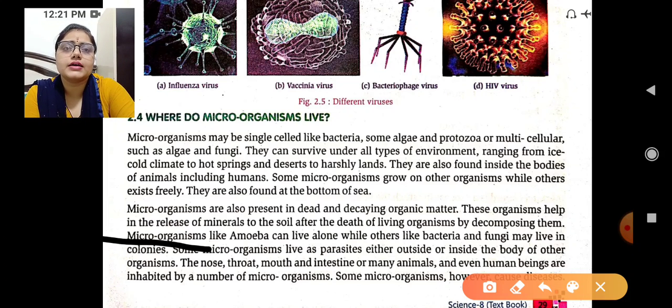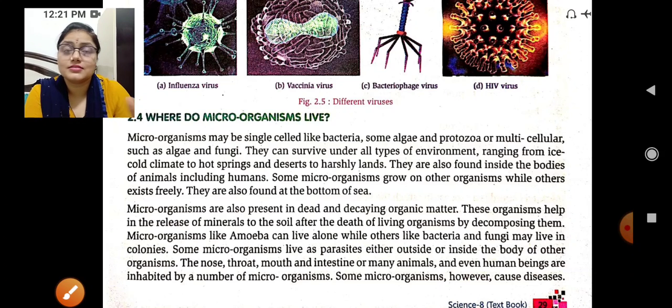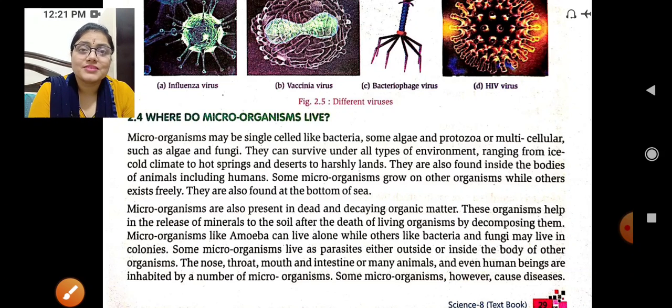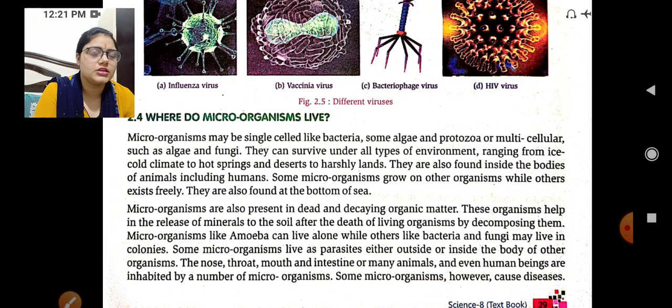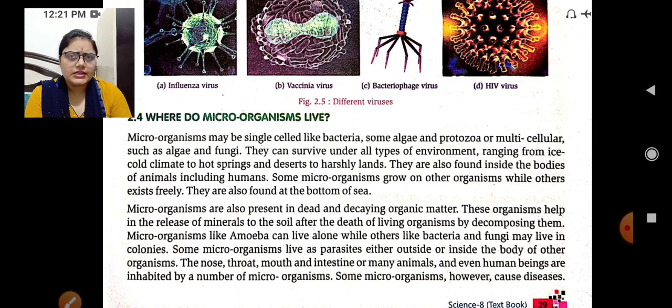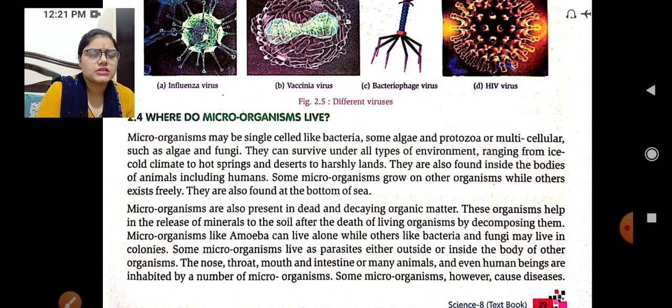Microorganisms like amoeba can live alone, while others like bacteria and fungi may live in colonies. So microorganisms like amoeba live alone. They don't need any kind of colonies or support from any other bacteria. They live on their own like amoeba, but some of them live like a colony, like fungi and bacteria.